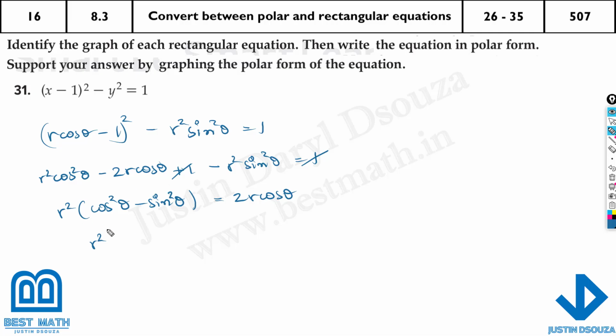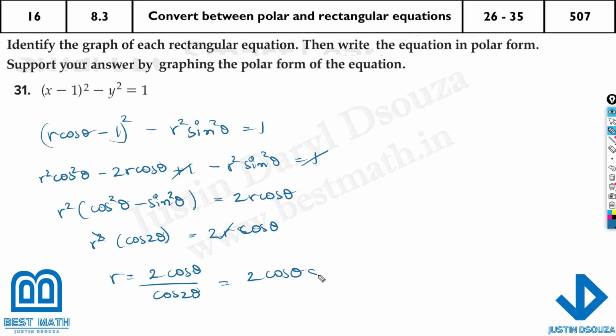This formula, cosine square theta minus sine square theta, is cos 2 theta, the double angle identity, equal to 2r cosine theta. This r and r squared cancels off. So r will be equal to 2 cosine theta divided by cos 2 theta. This is it. Now, okay, you can take this cosine up as well. It'll become 2 cos theta sine 2 theta.